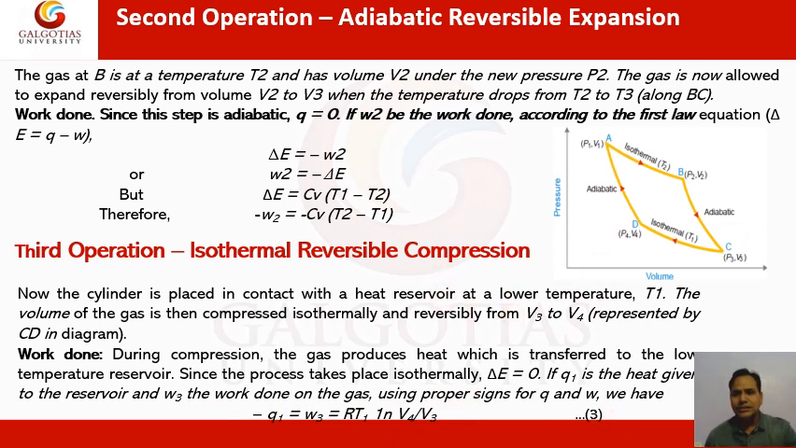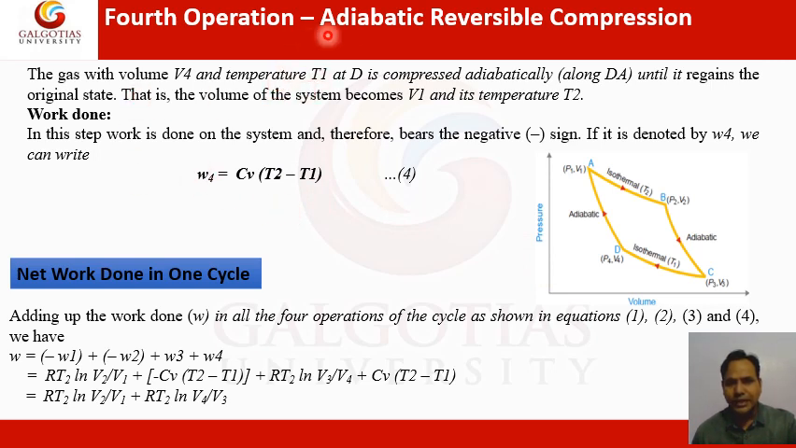Now moving to the next slide, which shows the fourth operation, adiabatic reversible compression. The gas with volume V4 and temperature T1 at D is compressed adiabatically along DA until it regains the original state, that is, the volume of the system becomes V1 and its temperature T2. The work done in this step is on the system, and therefore has a negative sign, denoted by W4. We write the equation W4 equals CV times (T2 minus T1).